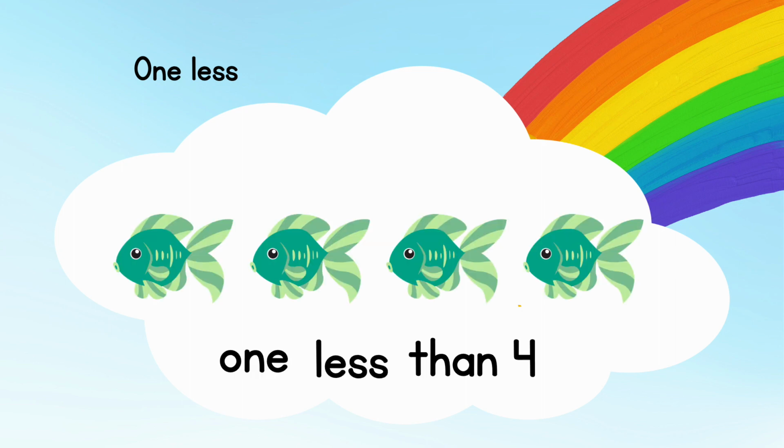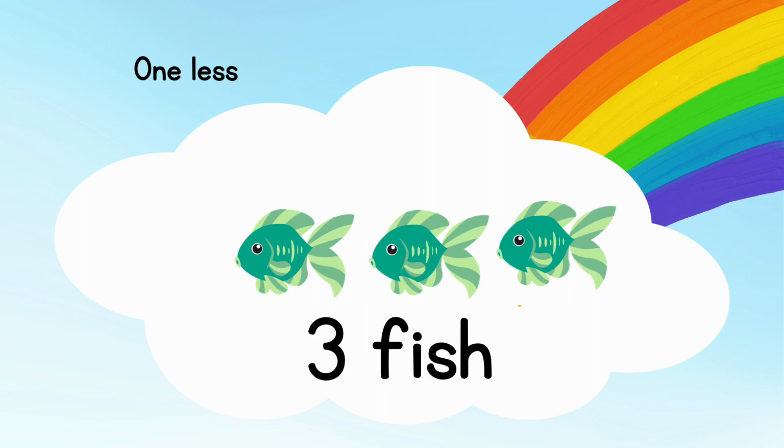4 fish. Let's count them. 1, 2, 3, 4. 1 less than 4 is, let's take 1 away. So 1 less than 4 is 3 fish.